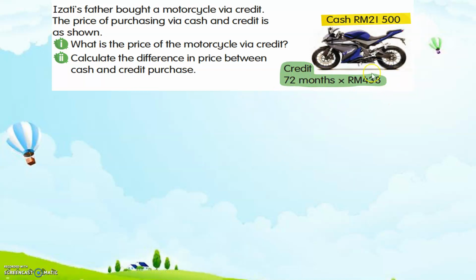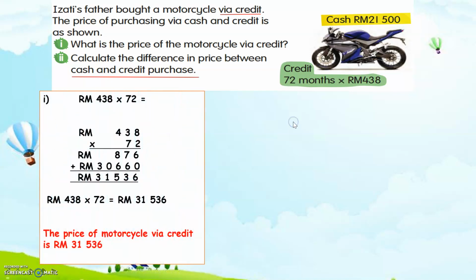Here they already give the number sentence. Via credit, 438 ringgit times 74. The answer will be 31,536. He should pay this money if he takes the credit type.